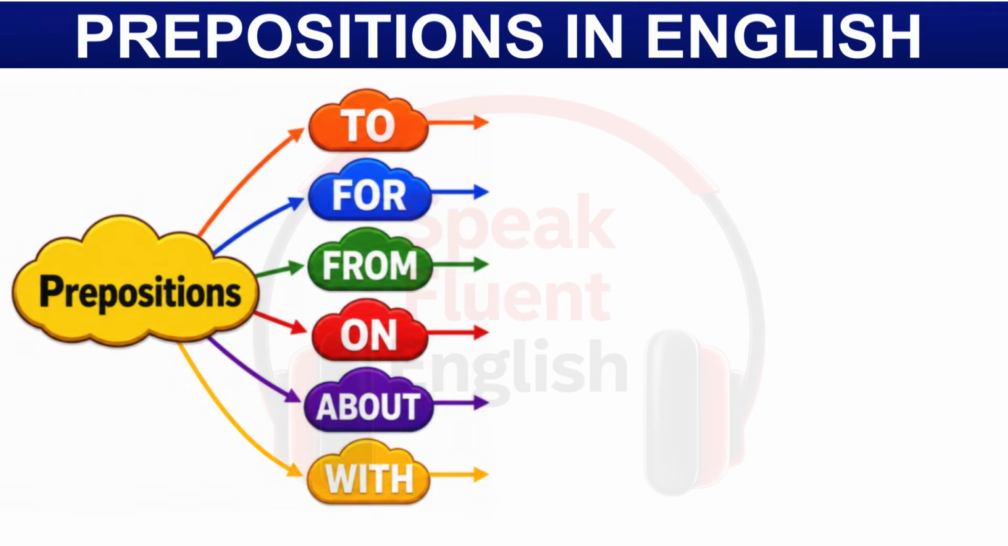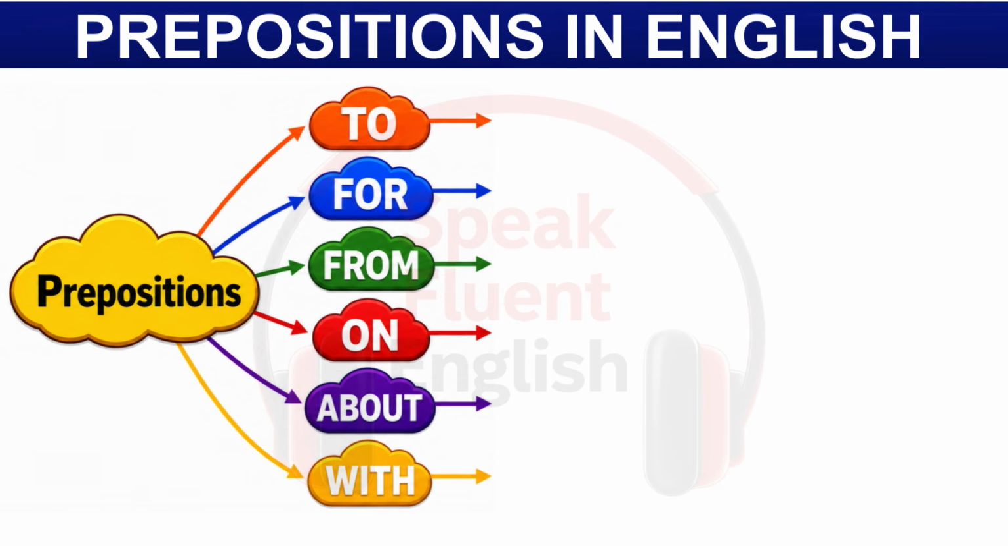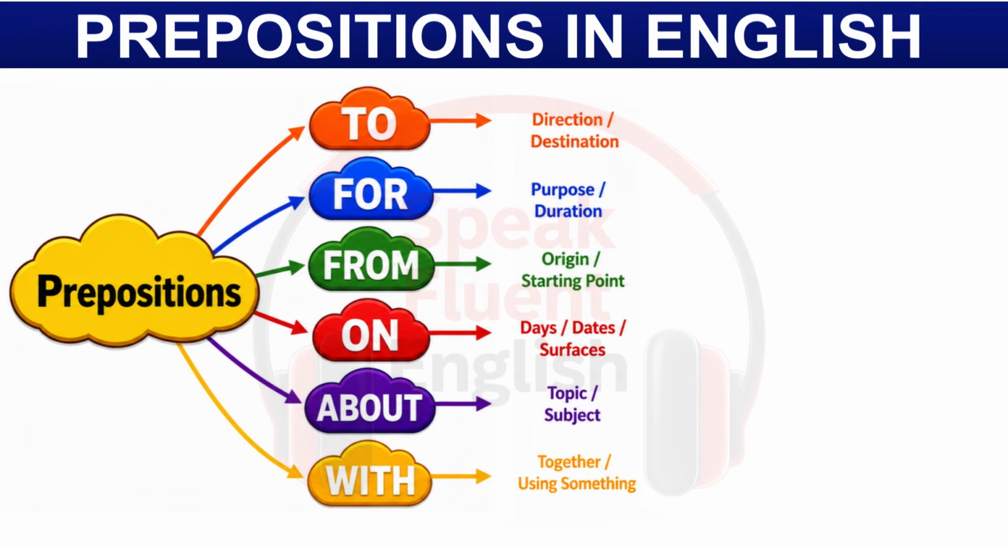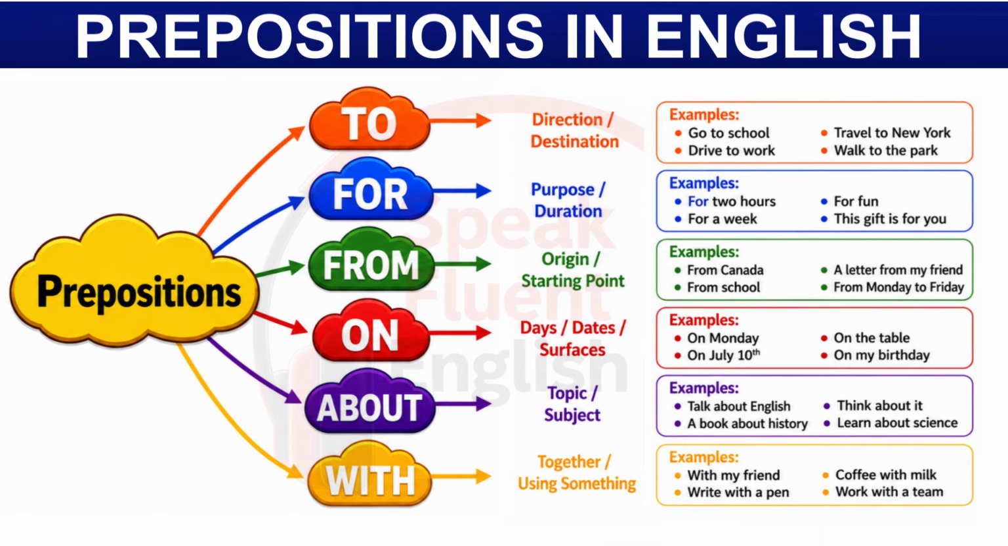Today, we will learn 6 very important English prepositions. These prepositions are used every day in speaking and writing. They help us talk about direction, purpose, origin, dates, topics, and people or things that are together. In this lesson, we will learn to, for, from, on, about, and with. Each preposition has a special meaning and use.